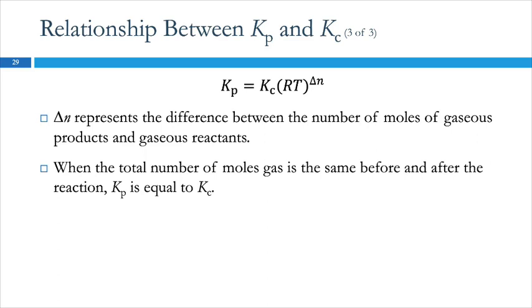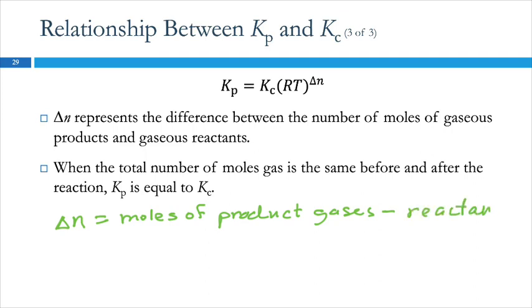If you have the same number of moles of gases on both sides, those RT factors will all cancel each other out, and Kp is equal to Kc. But that doesn't really happen all that often. And so we need to know what to do when they are different. So here, delta N equals moles of product gases minus reactant gases. And we're only interested in the gases.